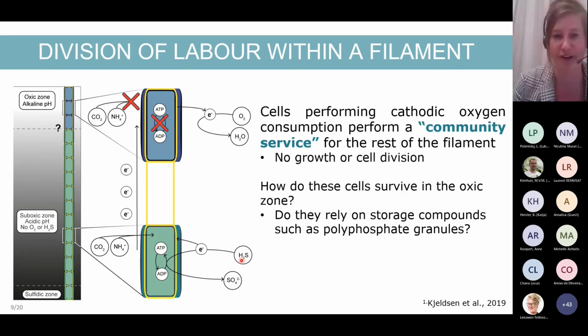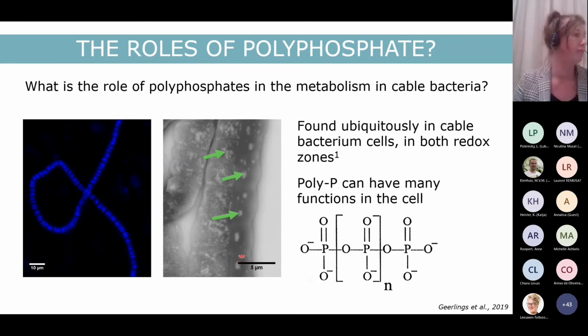Because you need energy to survive. And we had a hypothesis that they rely on storage compounds such as polyphosphate granules. And polyphosphate granules are found everywhere in cable bacteria. So here you see a DAPI image, and all the bright spots are polyphosphate inclusions. Here you see a SEM image, and all the bright white spots are polyphosphate inclusions.